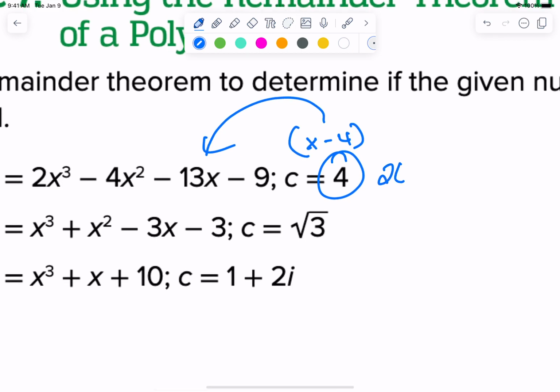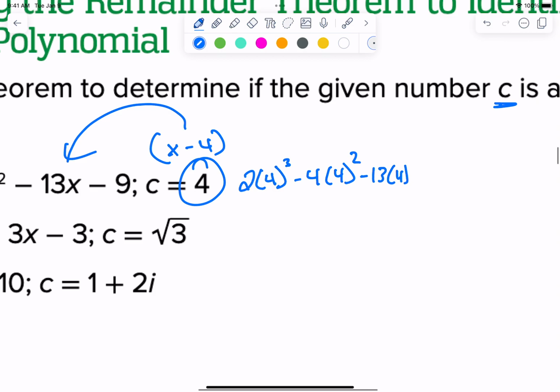So 2 times 4 to the third, I'm just plugging 4 in, minus 9. 4 to the third is 64, 128, minus 64, minus 52, minus 9. No, that's not going to come out to be 0. I got 3.